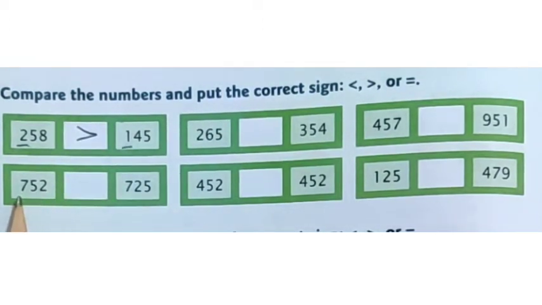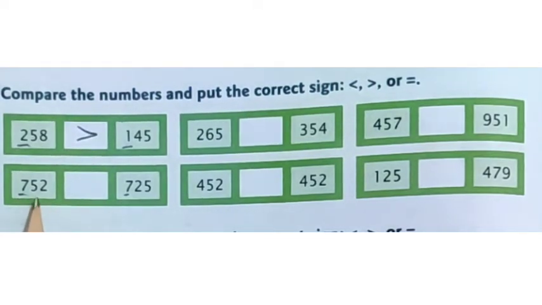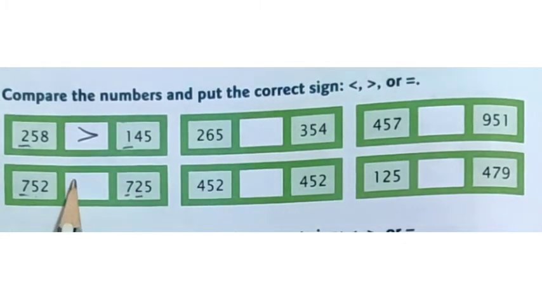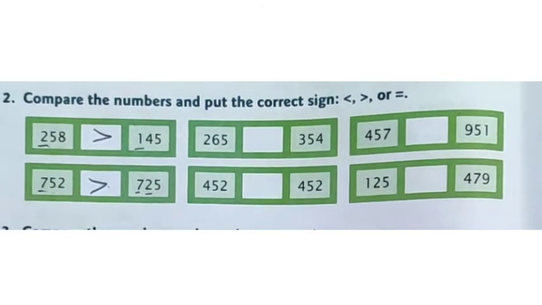Now let's move on to the next one. The numbers given are 752 and 725. Here both are 3-digit numbers. We have to compare the hundreds place. Both are having 7 in their hundreds place. So compare the tens place. It is 5 and 2. Now which digit is smaller here? 2 is smaller. So write down the greater than sign. Here the pointed side should point to the smaller number.